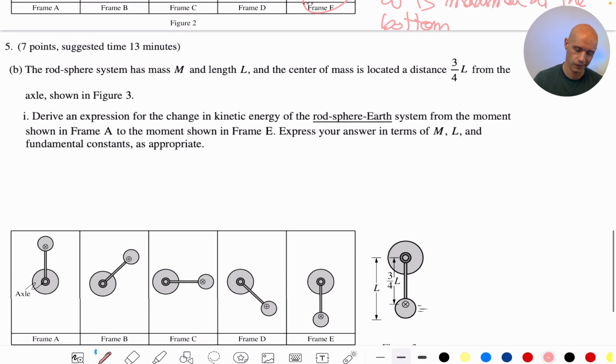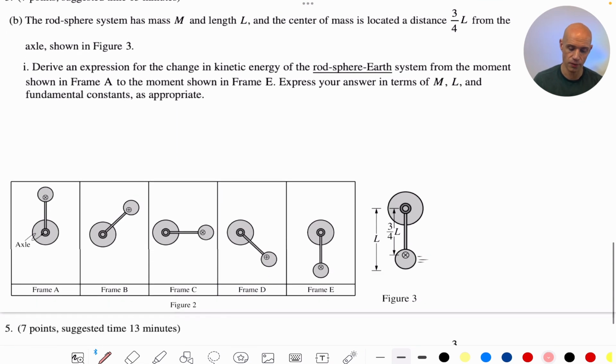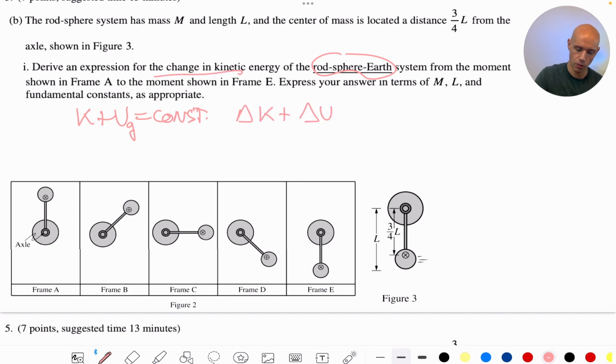Now the next thing says derive an expression for the change of kinetic energy. Okay, first of all, there was no friction, so there is conservation, right? We have this. They say the rod-sphere-Earth system, which is very wordy. This is just to consider that you have gravitational potential energy here. But they want the change. So this is going to be delta K plus delta U equal to 0, because the constant does not change. So the change of kinetic energy is going to be minus the change of gravitational potential energy.